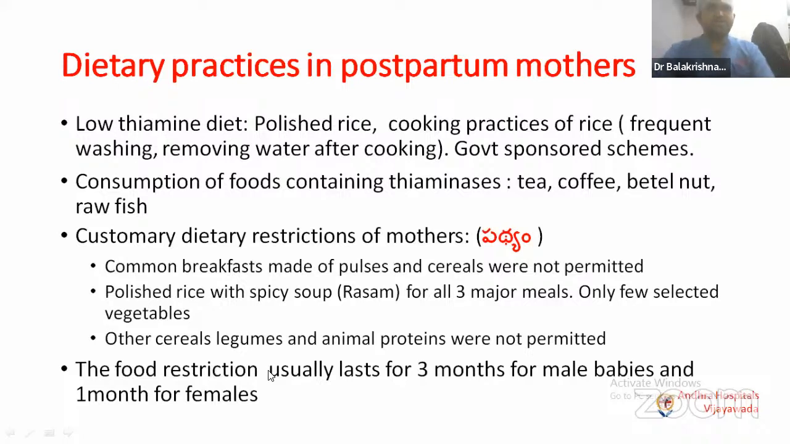So usually the food restriction lasts for 3 months for male babies and 1 month for female babies. That is when usually you see most thiamine deficiency, in the male babies.